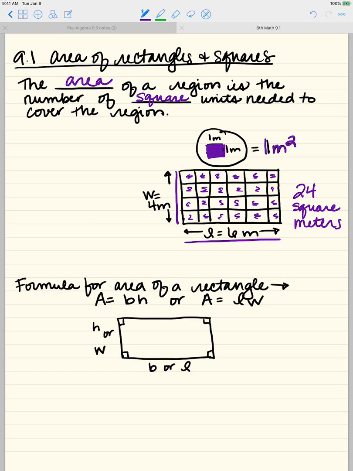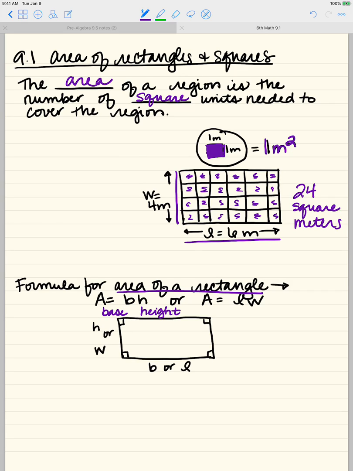Now, we don't want to have to convert everything or draw squares in every single rectangle or square or whatever we're trying to find the area of. So we're going to rely on some formulas when we're trying to find area. Okay? First formula we're going to tackle is the formula for the area of a rectangle. Okay, it is very straightforward. Area is equal to the base times the height. B means base, H means height.